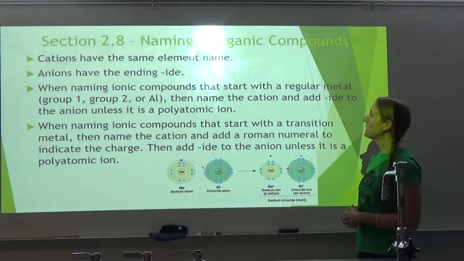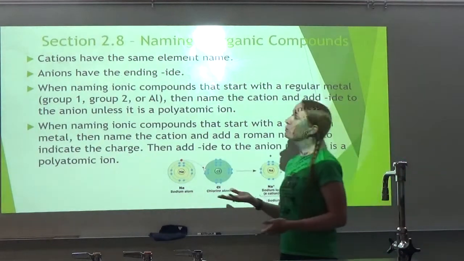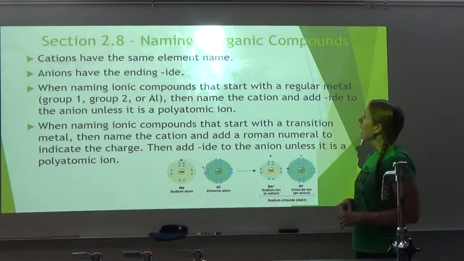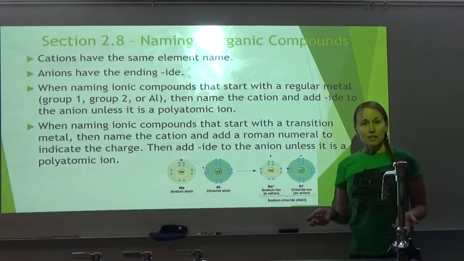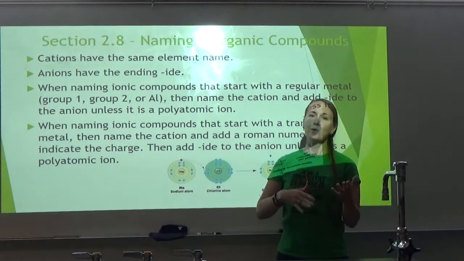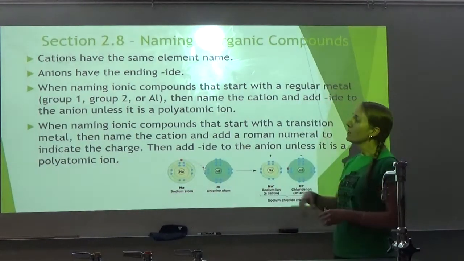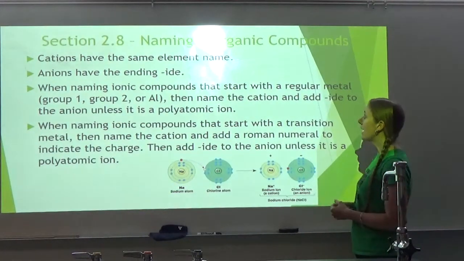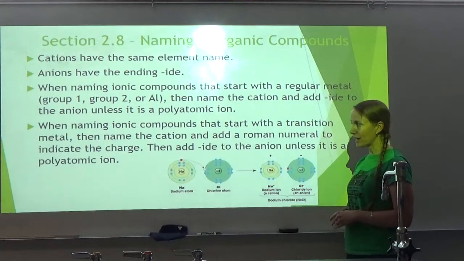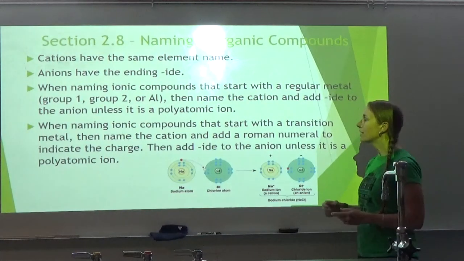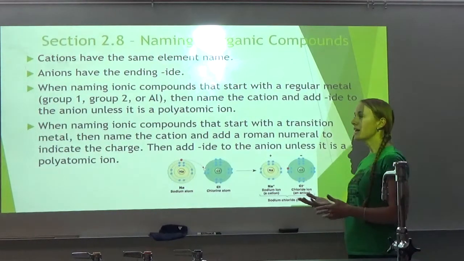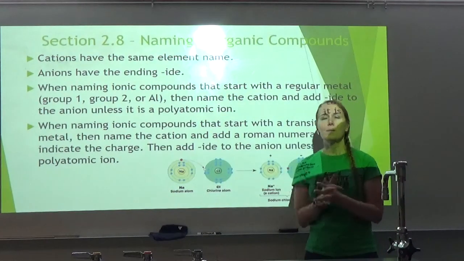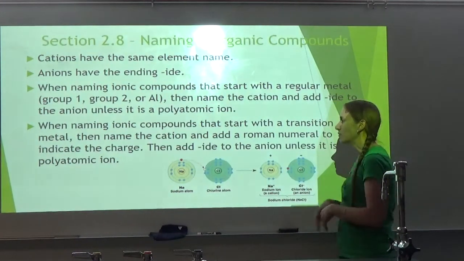When naming ionic compounds that start with a regular metal, which are our group 1 and 2 metals or aluminum, remember, not hydrogen though, name the cation and add "ide" to the anion unless it's a polyatomic ion. That's how we get things like sodium fluoride, magnesium oxide. When naming ionic compounds that start with a transition metal, name the cation and add a Roman numeral to indicate the charge of the cation. Then add "ide" to the anion unless it is a polyatomic ion. That's where we get names like iron(III) chloride, or copper(I) phosphate, or whatever.